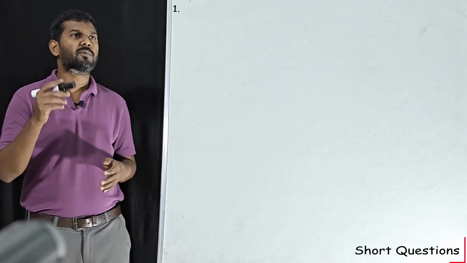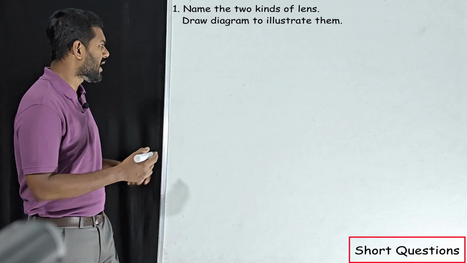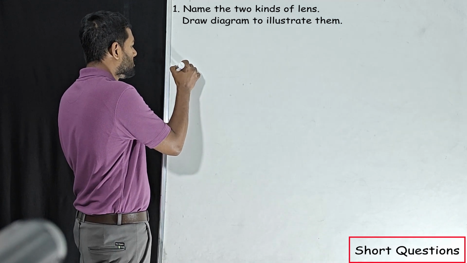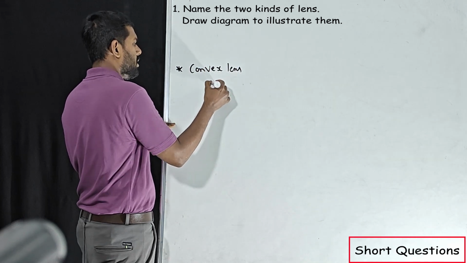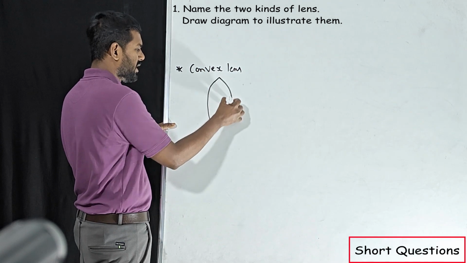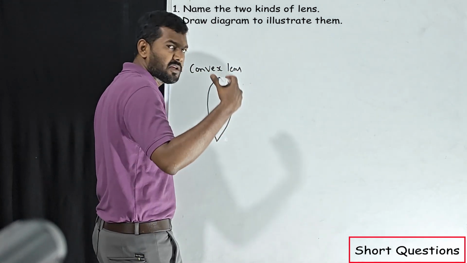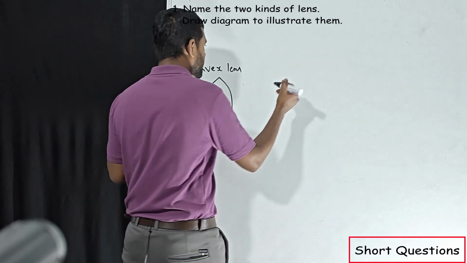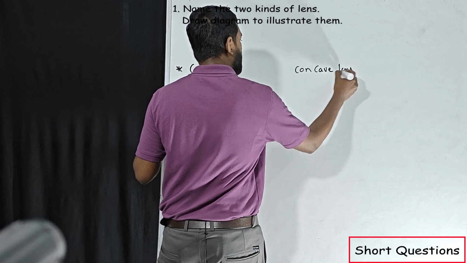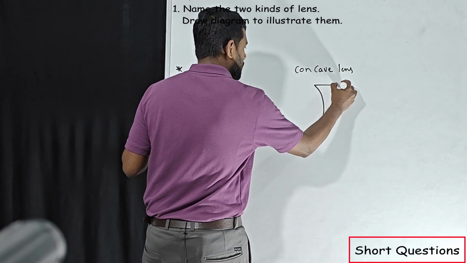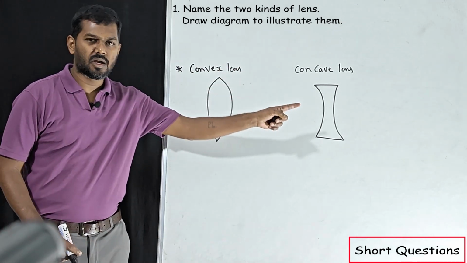Our next question, name the two kinds of lens, draw a diagram to illustrate them. Very simple. What are the two lenses we have learned? Convex and concave. So first one, convex, the diagram. This is a very simple question, right? These kinds of questions are not expected in the exam, but if the complete paper is logical, these kinds of easy questions will be asked. The other one is the concave lens. Done. Convex and concave lens.